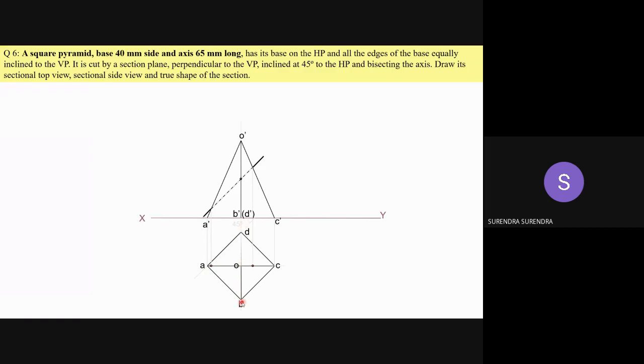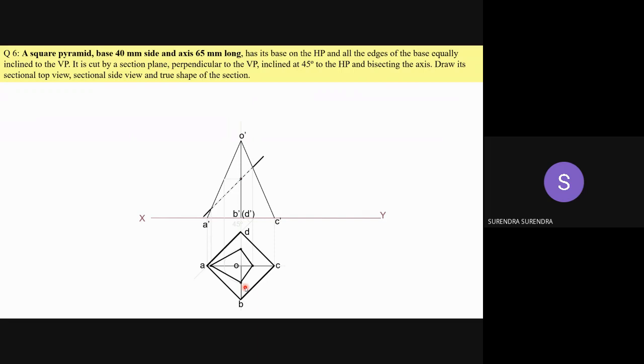So we cannot transfer it directly. What you have to do is project this point onto the extreme slant edge and then project it downward. Next, with O as center and this distance as radius, draw the arcs to get the 2 points on BO and DO. Join these 4 points for getting the sectional top view.